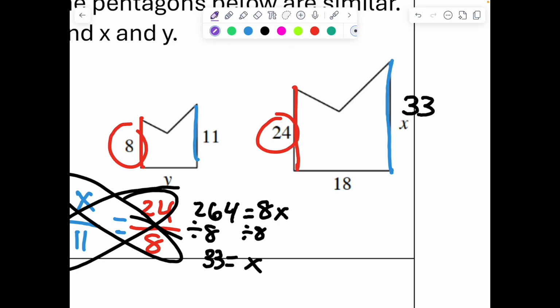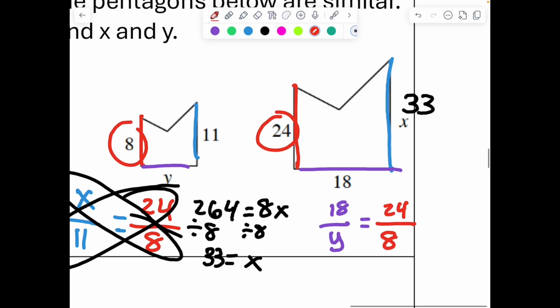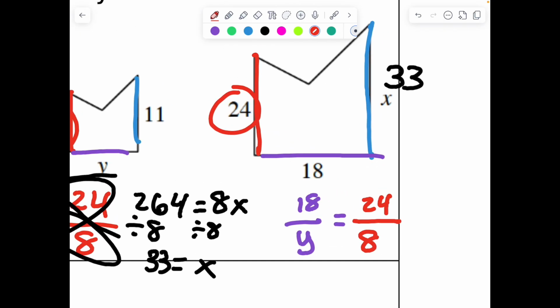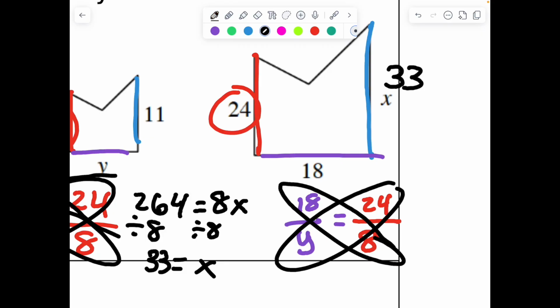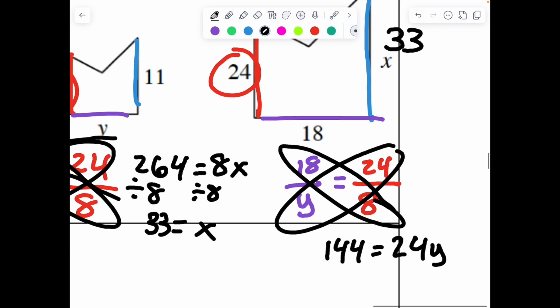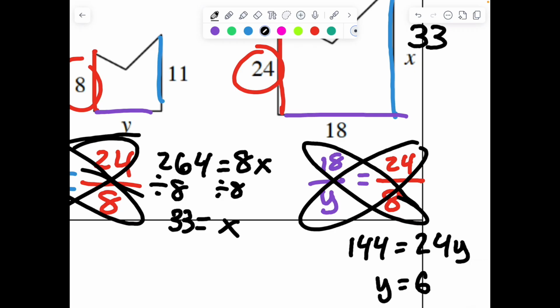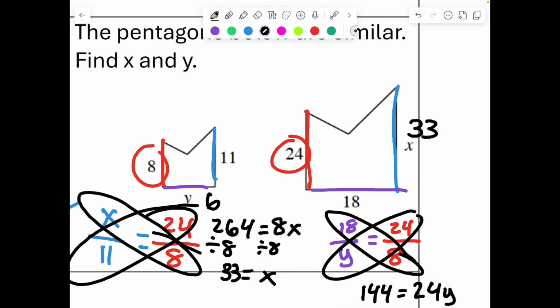And then we can do the same thing for y. Okay, so big over small, 18 over y. Let's set it equal to the same set of sides in case I was wrong about what x is. And again, I'm going to cross multiply. So 18 times 8 is 144, and 24y. So if I divide 144 by 24, I get that y is 6. Okay.